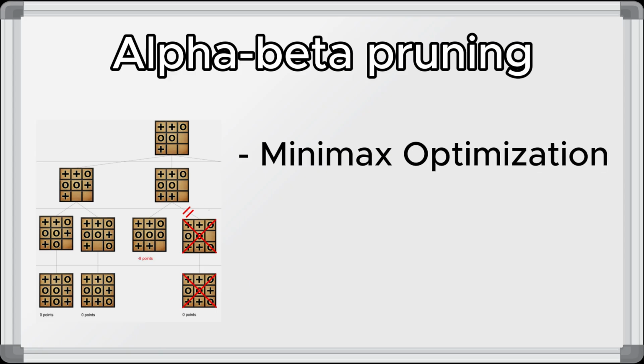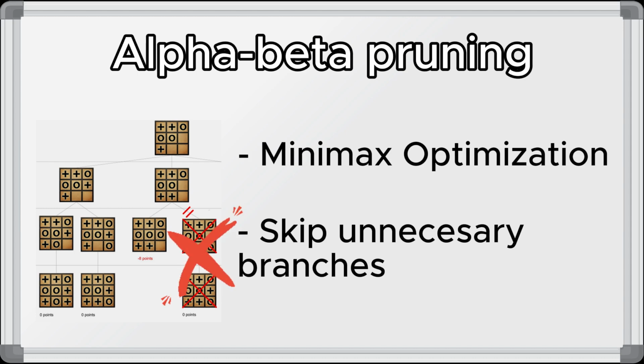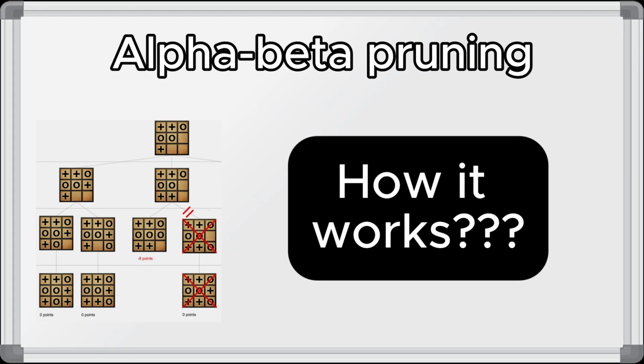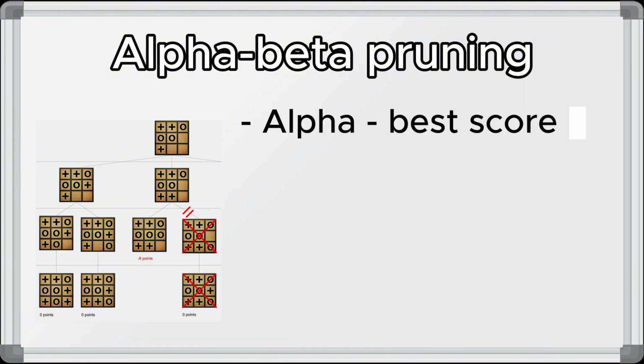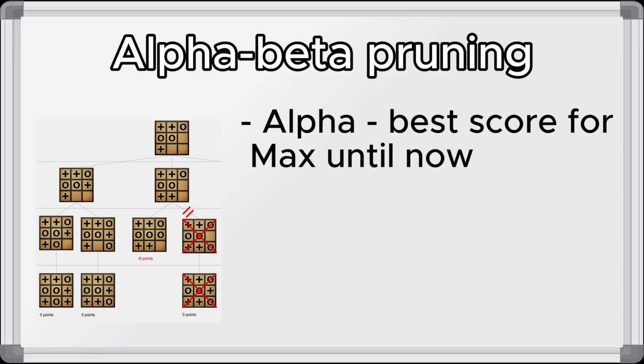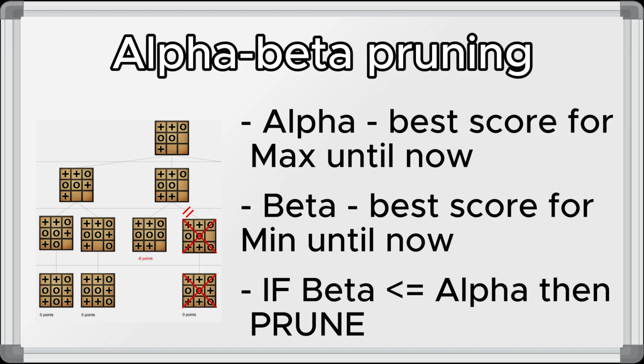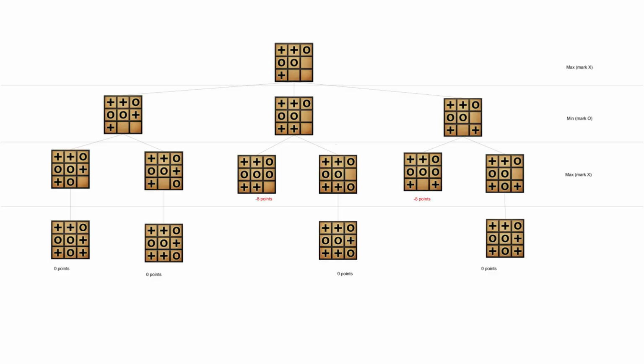Alpha-Beta Pruning is an optimization technique for the Minimax algorithm that allows us to skip branches and even whole subtrees that won't affect the final decision because there already exists a better move. The core idea is simple. Alpha-Beta Pruning passes two additional parameters to the Minimax function. Alpha is the best score that max can guarantee so far, and beta is the best score that min can guarantee so far. As we explore the game tree, these values are updated. If at any point we realize that a branch can't possibly affect the outcome, we prune it.